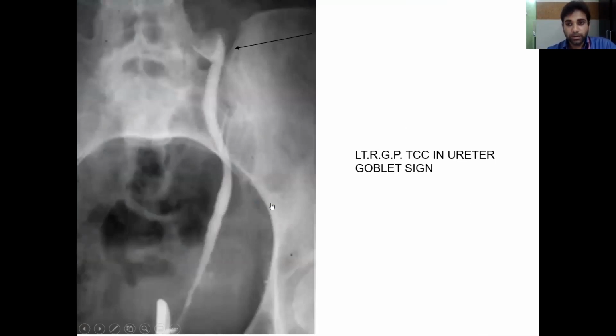Goblet sign, also known as champagne glass sign, refers to the appearance of the ureter when it is focally dilated by an intraluminal mass. It is best seen when the ureter is opacified by retrograde contrast. This left IV shows the transitional carcinoma of the ureter.